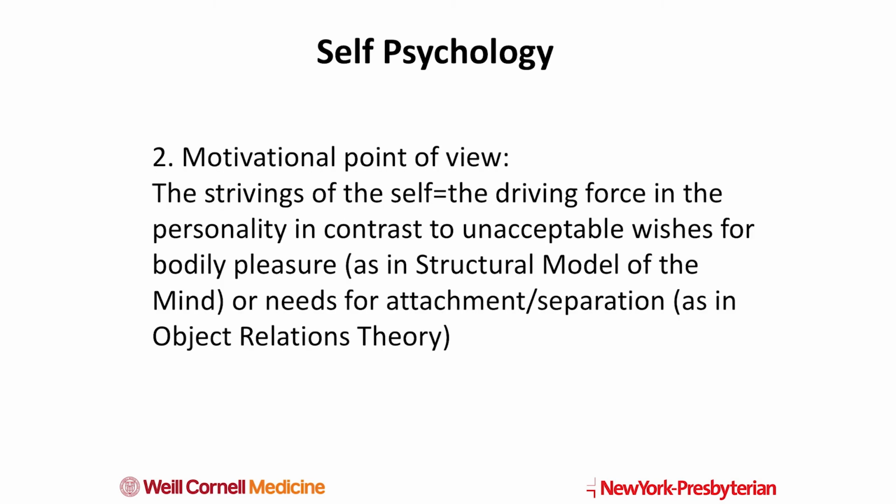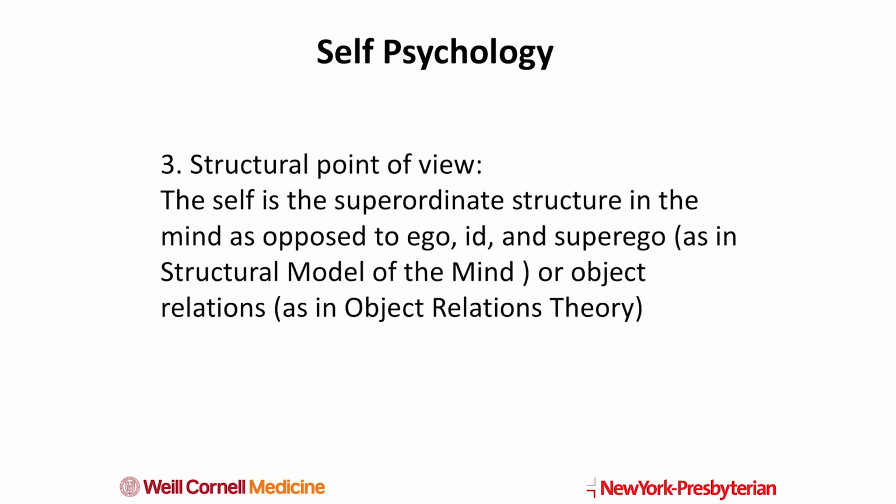Second, the motivational point of view. The strivings of the self or narcissistic needs are the driving force in the personality, in contrast to unacceptable wishes for bodily pleasure, as in the structural model of the mind, or to needs for attachment and separation, as in object relations theory. Third, the structural point of view. The self is the superordinate structure in the mind, as opposed to ego, id, and superego, as in the structural model of the mind, or to object relations, as in object relations theory.